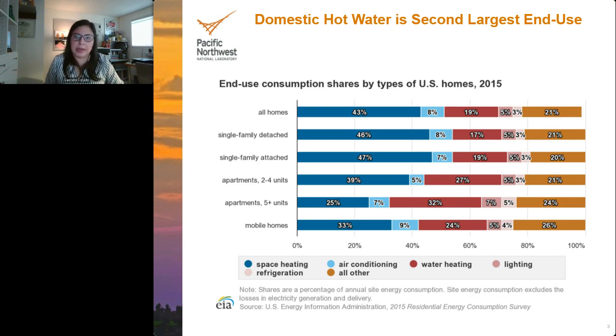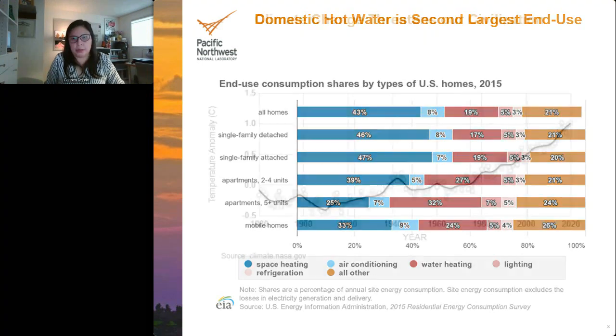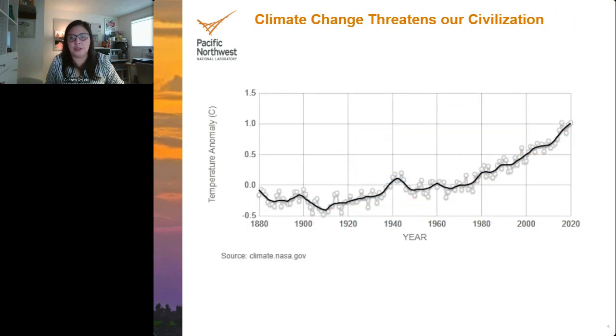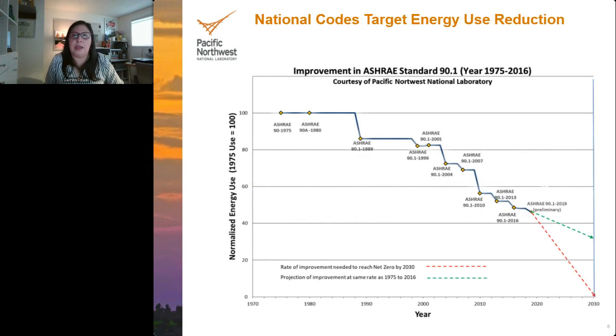It's been a slice of the pie that hasn't changed tremendously since the 70s. We are looking to address that with our different modeling tools. Obviously, because climate change is such a threat to our civilization, we really need to start moving the needle, and everything in the buildings has to start being ramped down. So at PNNL, we are using national codes as a way to target energy use reduction overall.